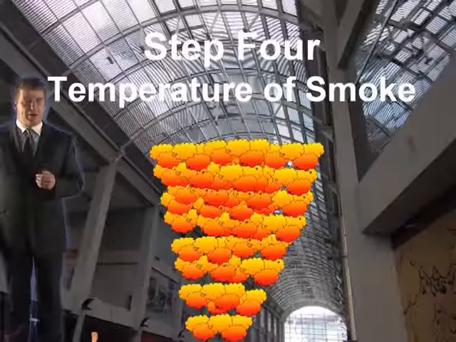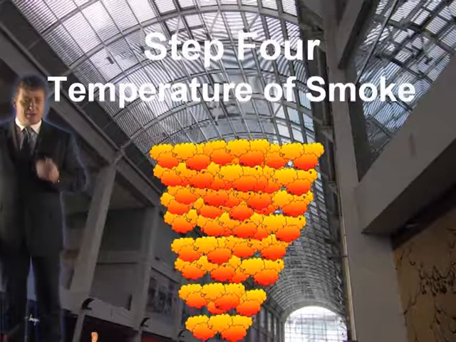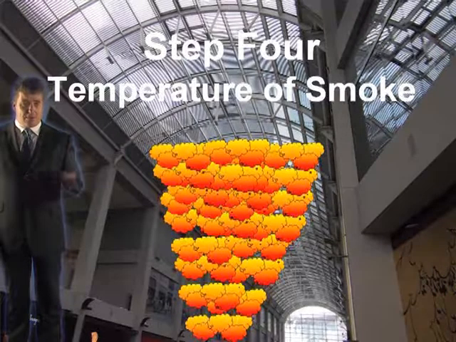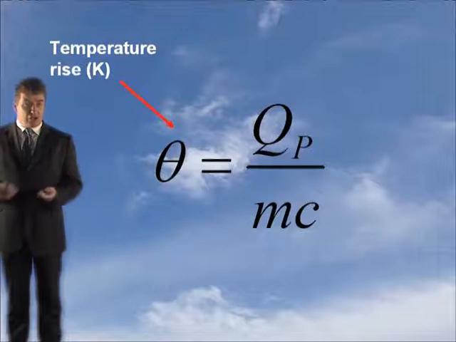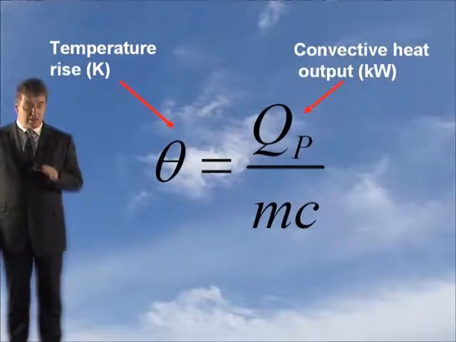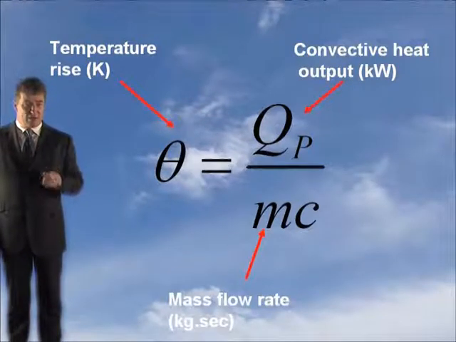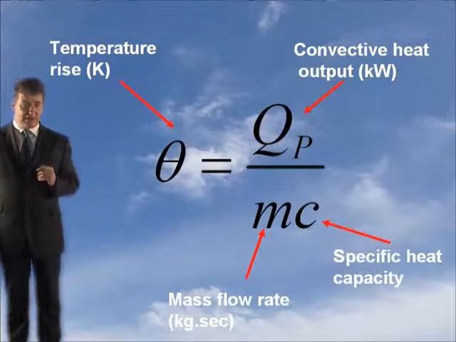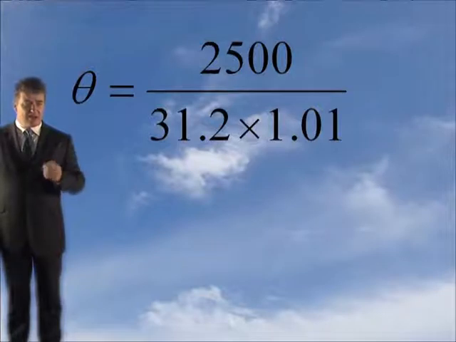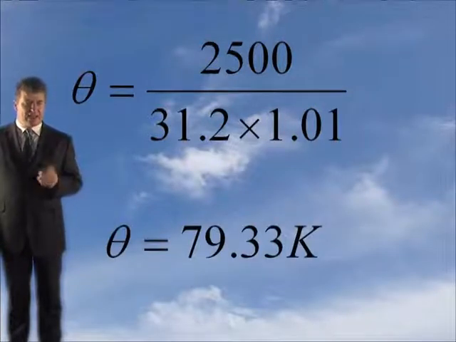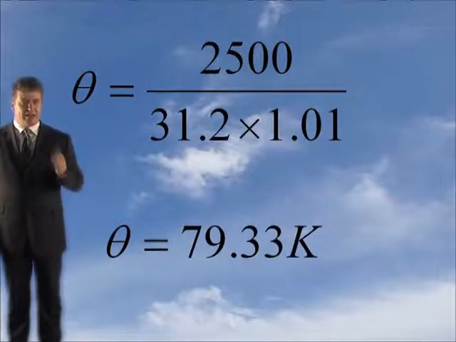Let's look at step 4 now, which is determining the temperature of the smoke. And this is a formula you use here. Theta equals QP divided by MC, where theta is your temperature rise, QP was your convective heat output in kilowatts, M was your mass flow rate of smoke, and C is your specific heat capacity. Putting all known variables in, you'd have got a theta value of just over 79 Kelvin. So it's a 79 degrees Kelvin rise in temperature. That gives us the theta value.